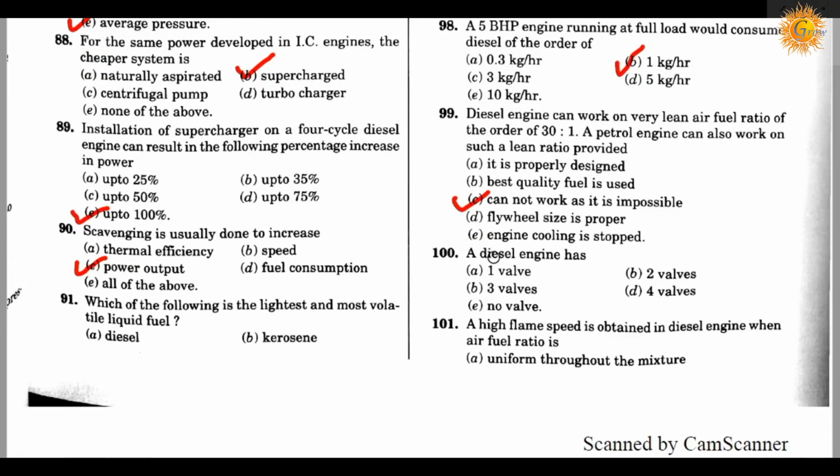Question number 100. The diesel engine has option A, 1 valve, option B, 2 valves, option C, 3 valves, option D, 4 valves, and option E, no valves. Correct answer is option E, no valves.